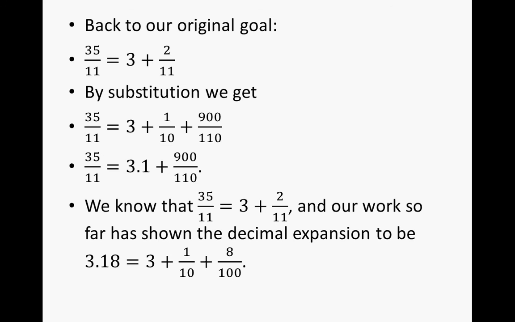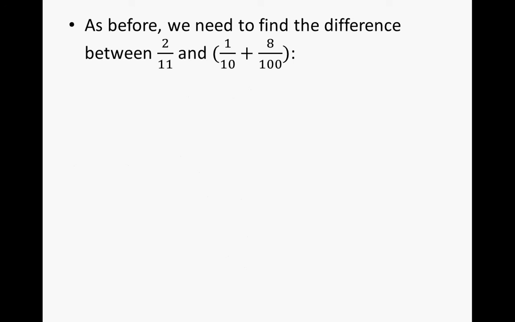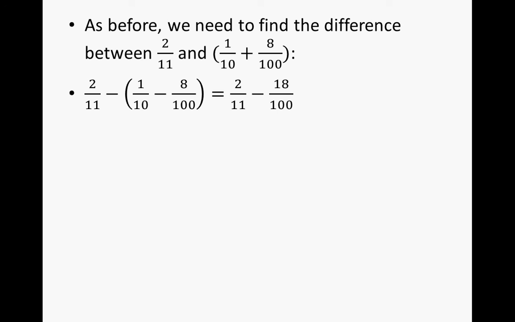So we know that 35/11ths is 3 plus 2/11ths, and our work so far has shown the decimal expansion to be 3 plus 1/10 plus 8/100ths. So as before, we need to find the difference between 2/11ths and the expression 1/10 plus 8/100ths. So 2/11ths minus the quantity of 1/10 plus 8/100ths is equal to 2/11ths minus 18/100ths.